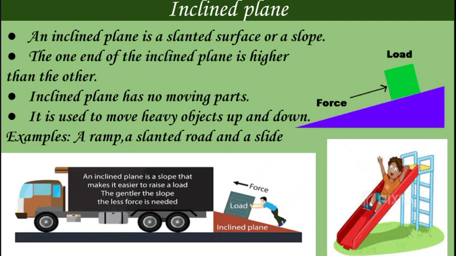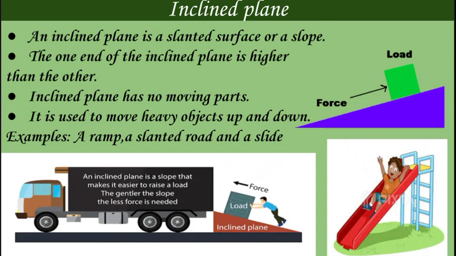You know, for example, in your kitchen your mothers are cutting vegetables using a simple machine called the knife. The knife is an inclined plane. A knife is an example of an inclined plane. This is also a simple machine. So the knife comes under inclined plane.